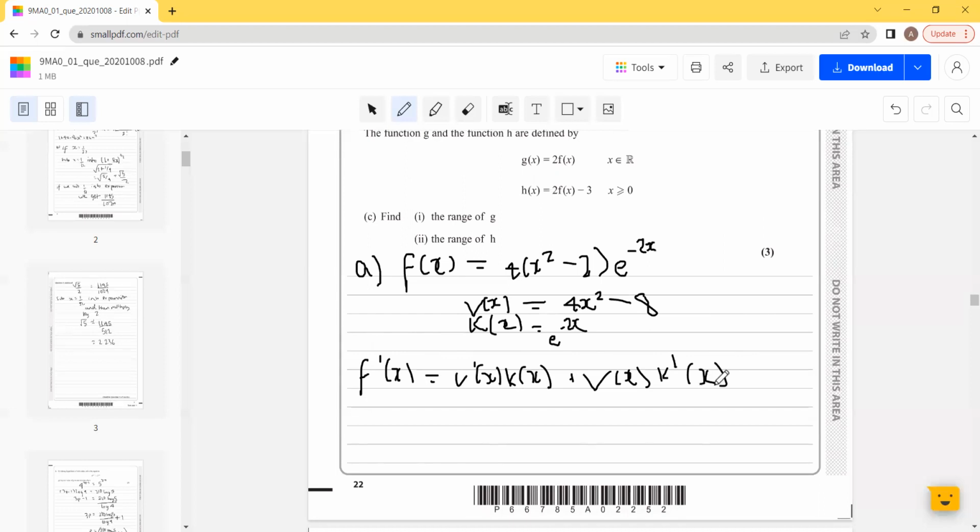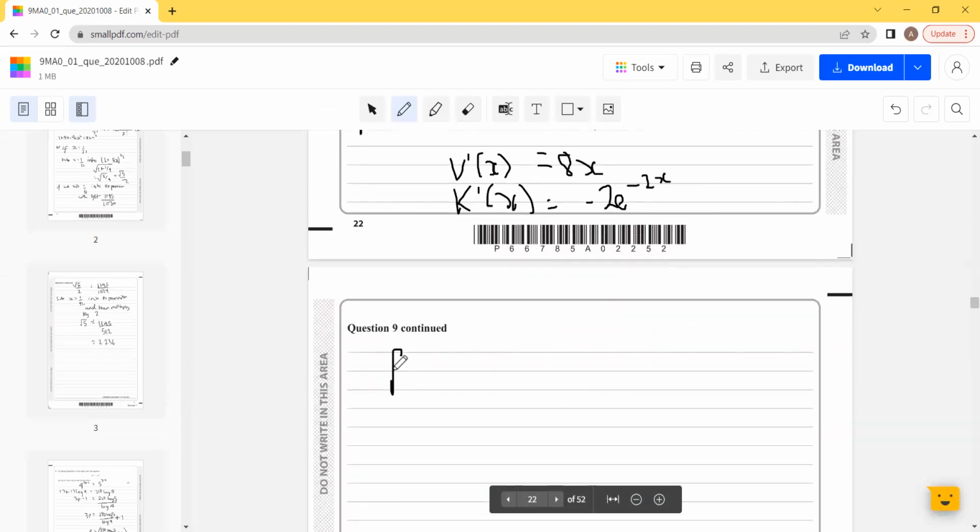Okay, so now we could probably make it easier for ourselves and work out v dash and k dash. So v dash of x, what's that? It's the derivative of 4x squared minus 8, which is just 8x. And k dash x is equal to, if you bring the power down of e to the minus 2x, minus 2 times e to the minus 2x. Okay, so now we have v dash x and k dash x.